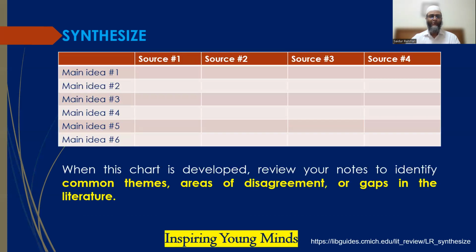So let's give an example. Let's say now you have 4 sources. From the 4 sources, what is the main idea for all of them? Meaning that you are now reading and trying to identify a number of ideas. Okay, so you came out with 6 main ideas from different sources. And now from this chart, what you can do is identify common themes.